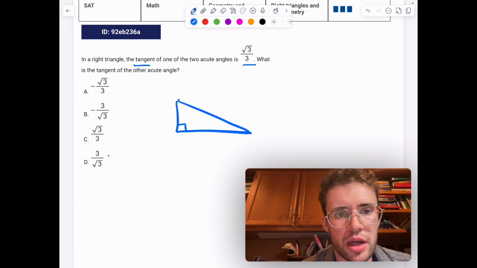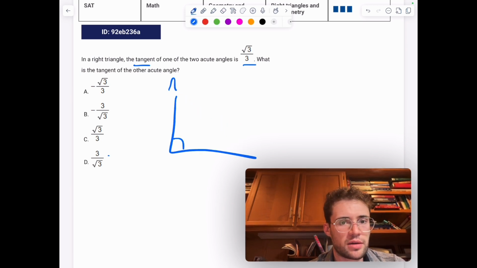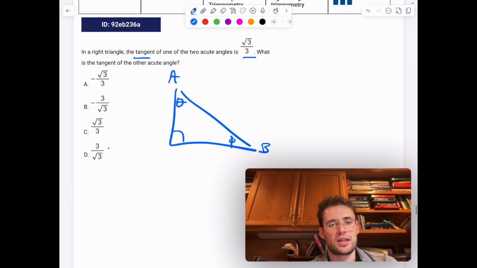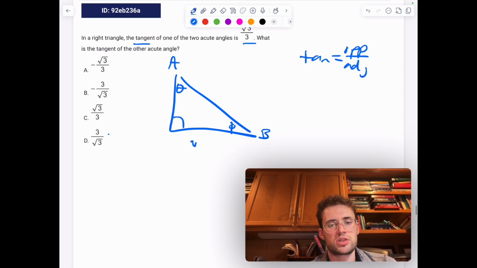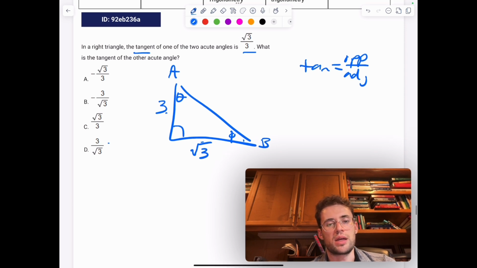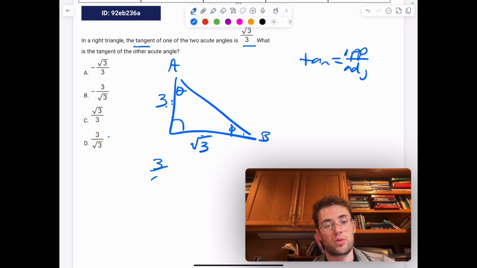So if you draw a triangle, this is like angle A, and this will be angle B. So tangent of A, that's going to be opposite, right? Tangent is opposite over adjacent. It would be square root of 3 over 3, right? Opposite over adjacent. If you do tangent of the other angle, that would be the opposite, in this case the 3, over the adjacent, which in this case is the square root of 3. So it'd be 3 over root 3.